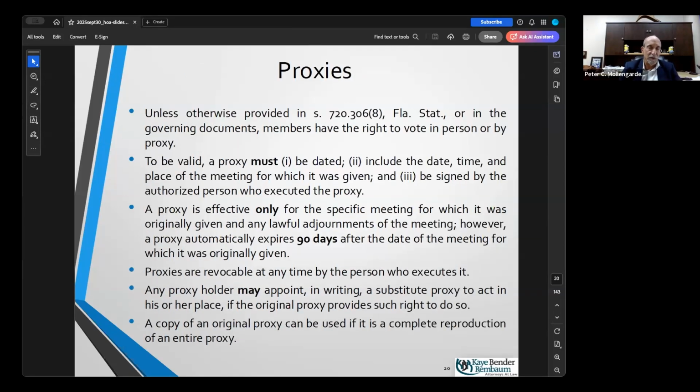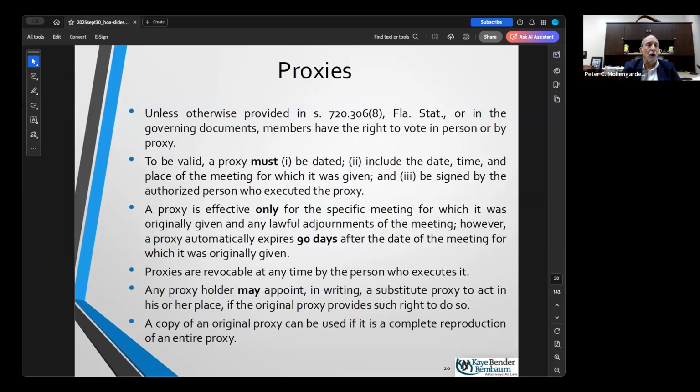Proxies, and I am going to mention some differences here between condos and HOAs in a second, but unless otherwise provided in section 723.068 or in your governing documents, the members have the right to vote in person or by proxy. In order to be valid, a proxy must be dated, must have the date, time, and place of the meeting for which it was given, and it must be signed by the person authorized who executed the proxy. Sometimes your bylaws will provide who is authorized to sign a proxy for a particular lot. Usually it's the voting member of that lot, but your bylaws may be silent, so you really have to check that out.